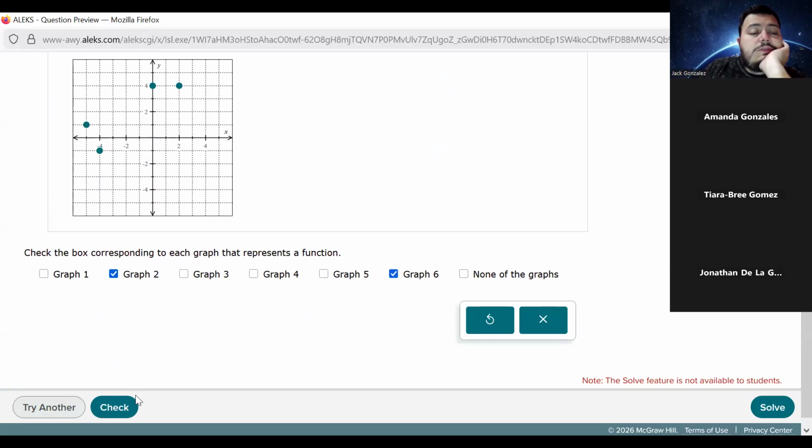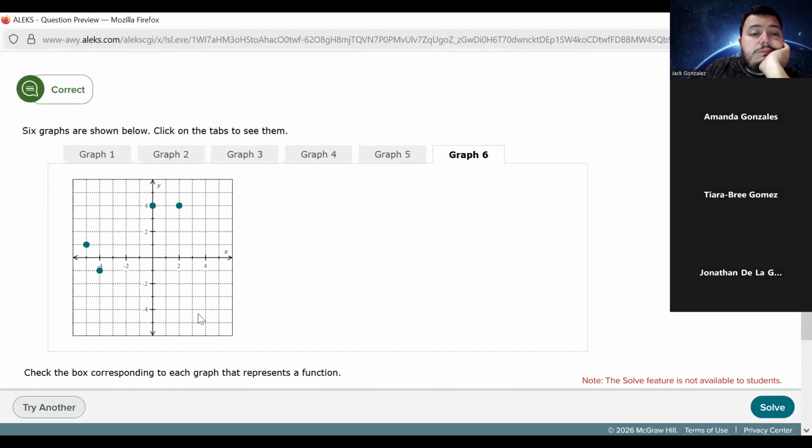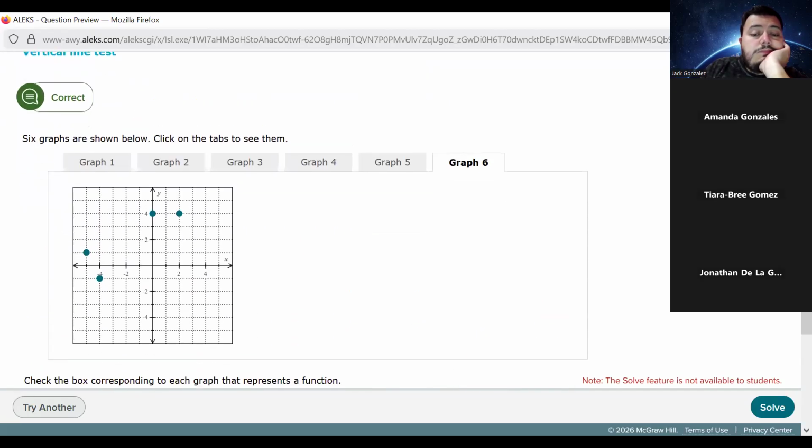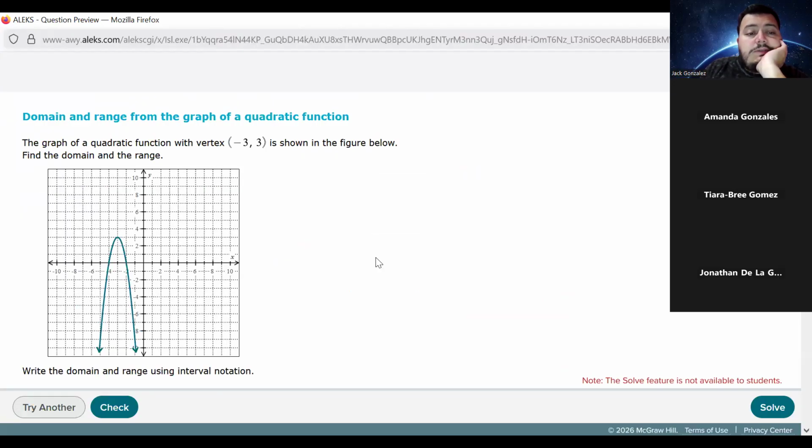Looks like just those 2, right? That's it. Any questions about the vertical line test?